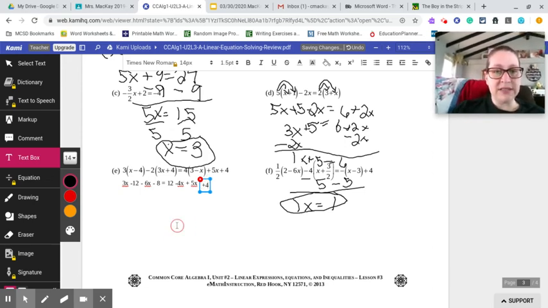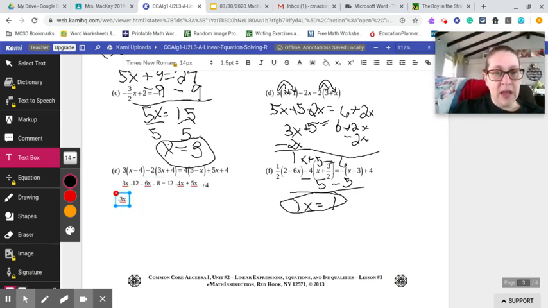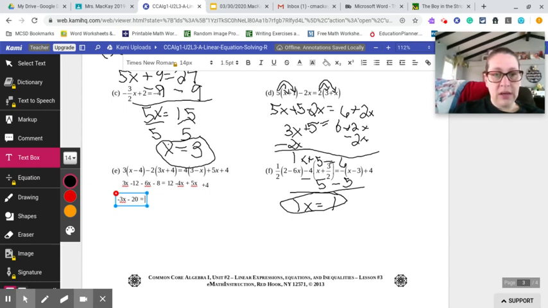Now our next step is to combine like terms. I have a 3x minus 6x. That's going to give me negative 3x. I have negative 12 minus 8, which is going to give me negative 20. On the other side, I'm going to combine negative 4x and 5x, which is going to give me a 1x. And then I have 12 plus 4, which is 16.